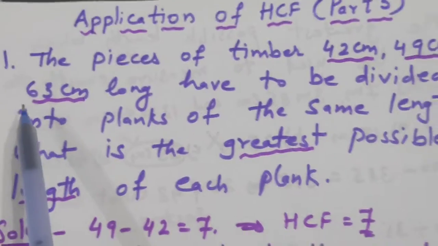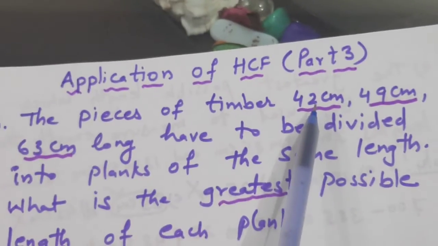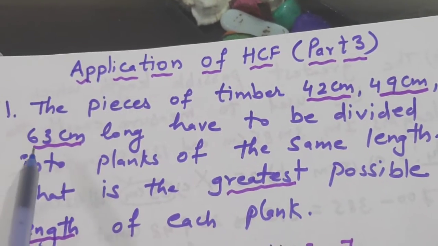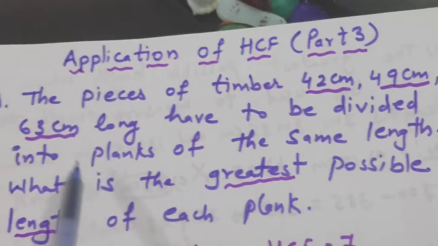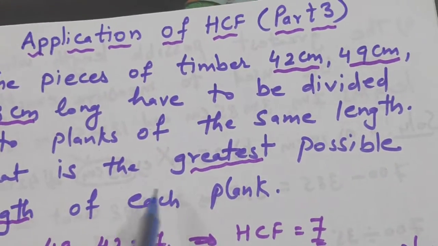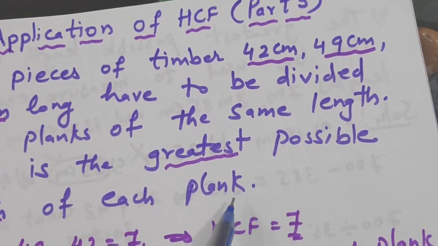Like, first question is the pieces of timber, right? Here the lengths given are 42 centimeter, 49 and 63 centimeter long. They have to be divided into planks of the same length. What is the greatest possible length of each plank?